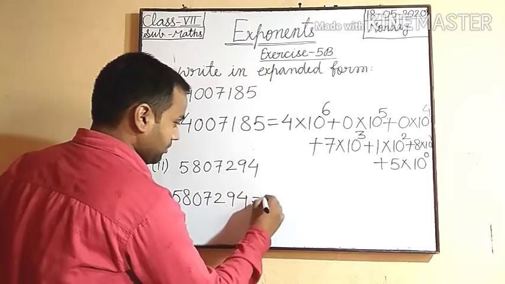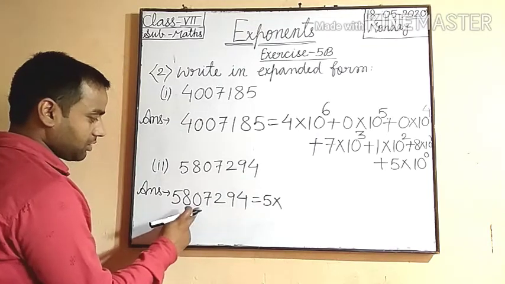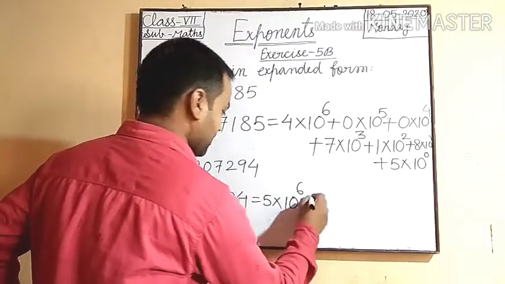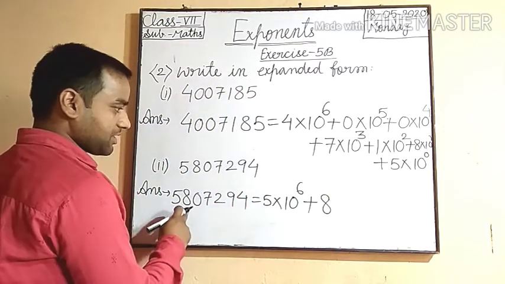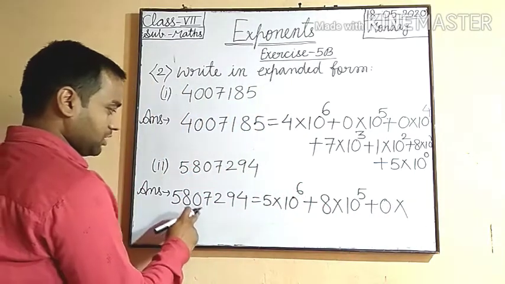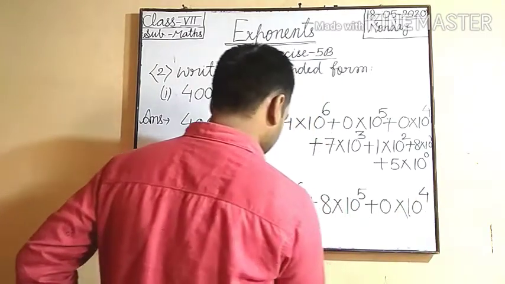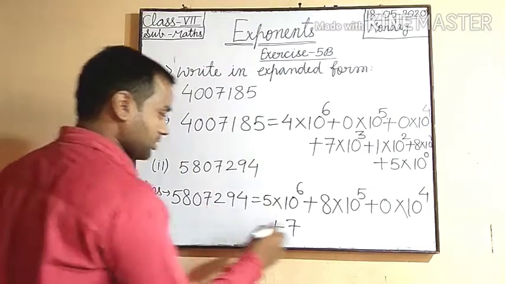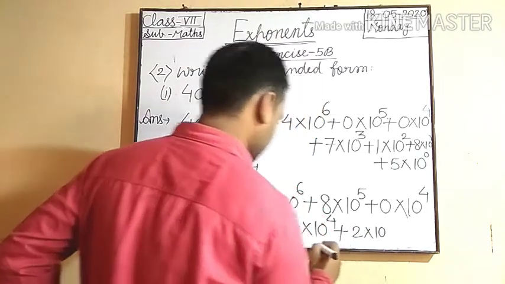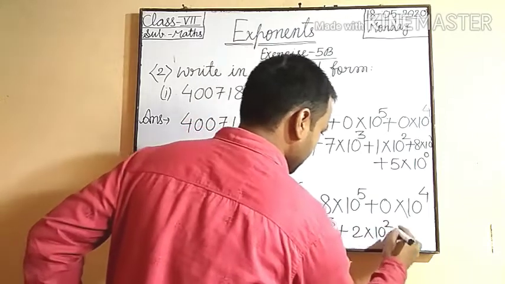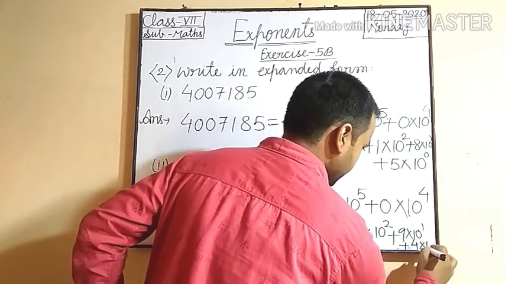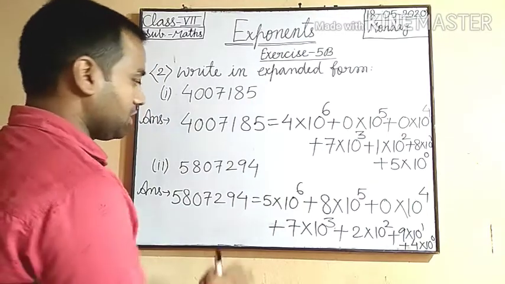And next question given, 58072994. 5, which place? Ones, tens, hundreds, thousands, 10,000, lakh, 10 lakh, crore. Then put 5 into 10 power 7, plus next 8, which place? 10 lakh, 10 power of 6, plus 0, which place? The lakh, plus 7, which place? 10,000, plus 2, which place? 1000, plus 9, which place? 100, plus 9, tens place, and 4, which place? Ones place. So write this type. So this is expanded form.